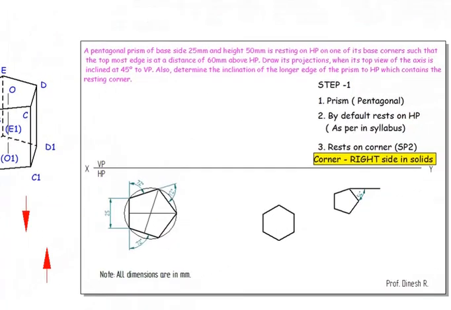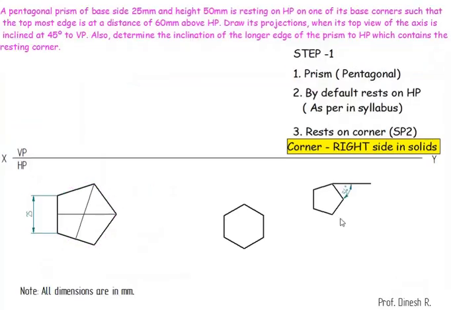After this, you can just delete all the construction lines. This is just for your reference. If you draw an irregular pentagon, then the entire problem will go wrong. So you need to pay more attention to drawing this pentagon. Now here what we are drawing is nothing but the prism. We need to rest it on a corner. So the corner should be on the right side.